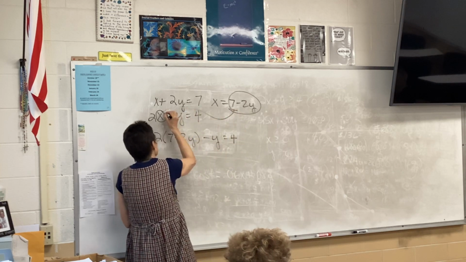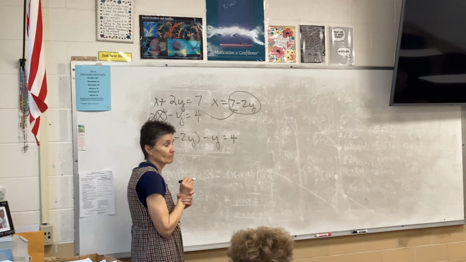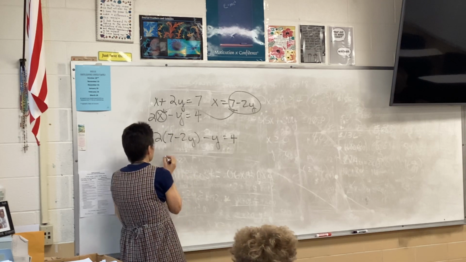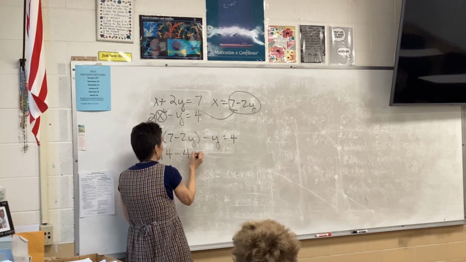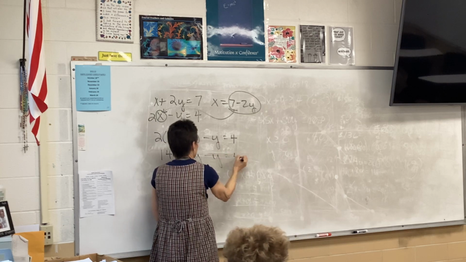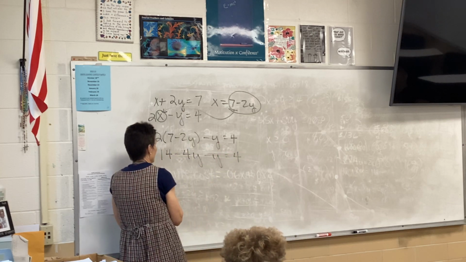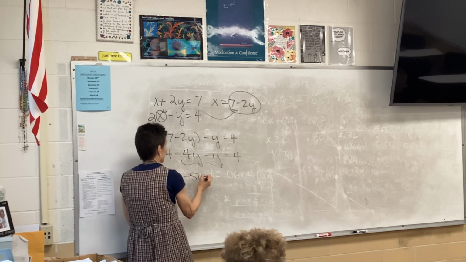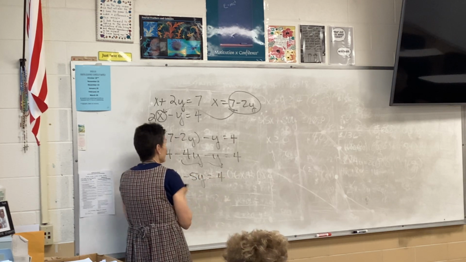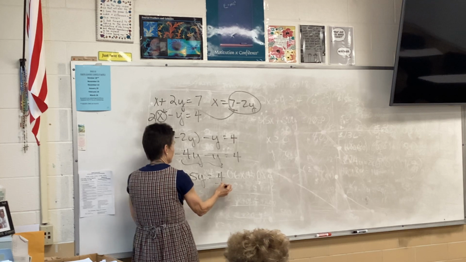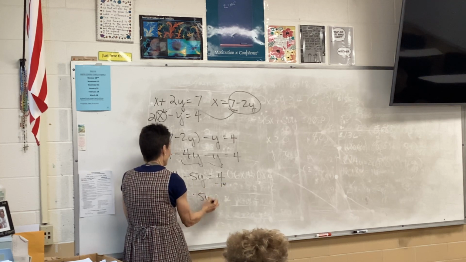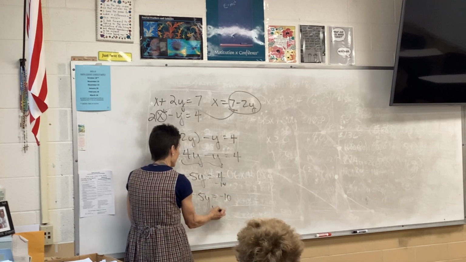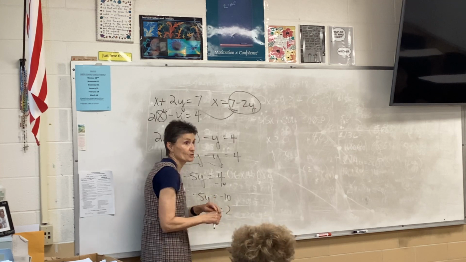This gets put right here. So then we can distribute. Collect like terms. And then solve like regular. So negative 5y equals negative 10, and it looks like y equals 2.